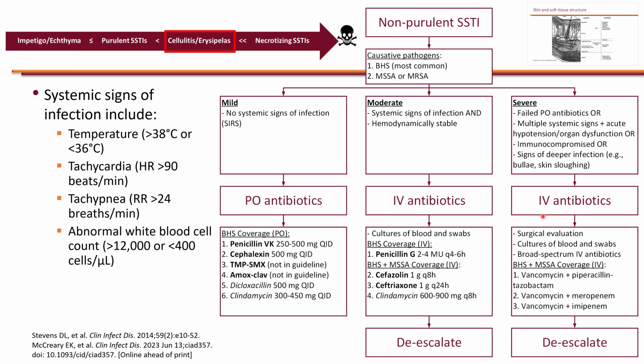And then for severe, this is where you want to really act quickly and mobilize multiple teams. Surgical evaluation is really important to make sure that it's not getting to the necrotic point. And at this point, broad spectrum antibiotics are actually recommended. I know that we're trying to cover beta hemolytic strep and MSSA, but we're actually going to cover gram negatives because this is getting serious. So, we don't want people to die.